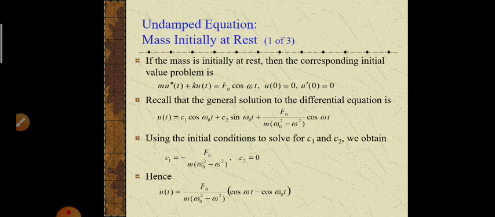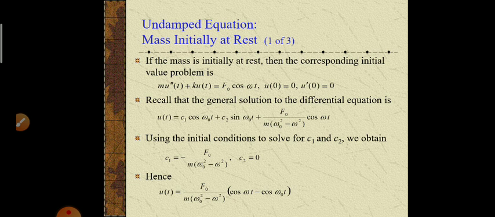Now put the values u0 is equal to 0 and u dash 0 is equal to 0 as the initial values. Recall that the general solution for the differential equation is u t is equal to c1 cos omega 0 t plus c2 sin omega 0 t plus f0 divided by m into omega 0 square minus omega square, cos omega t. This is the general solution for the differential equation. Using the initial conditions to solve for C1 and C2, right? In the general solution, C1 and C2 are constants, right?